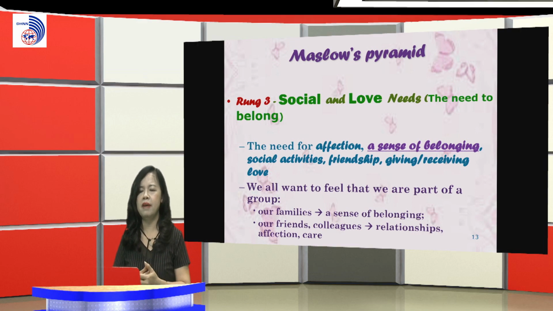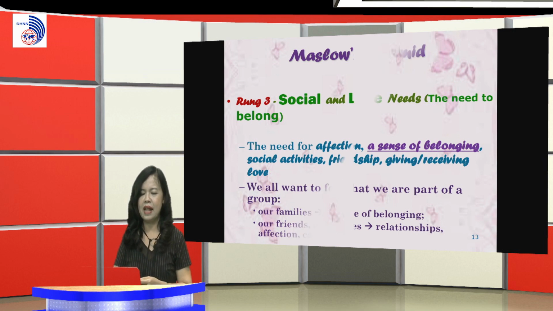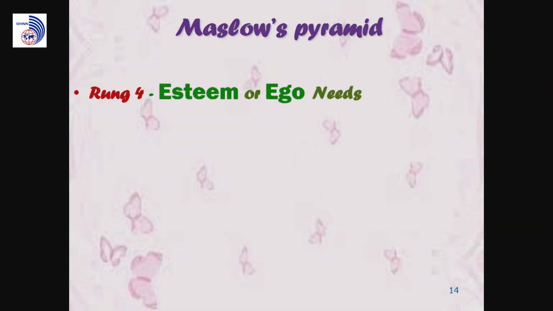The need for love, the need for self-belonging would be very necessary and important. For example, you work for somebody else, and you say, oh, that person is in my group, and you would be very happy with that. From that, we go to rung 4, the need to be someone, self-esteem and ego needs.